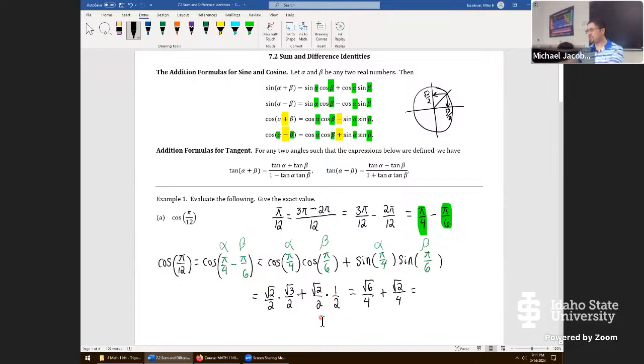Then finally, you could stop at this stage, and that is simplified as it can get, but it looks a little bit nicer if you just add the fractions. It has the least common denominator of 4. So 4 goes down below, and we get root 6 plus root 2. And, I mean, that's not terrible.